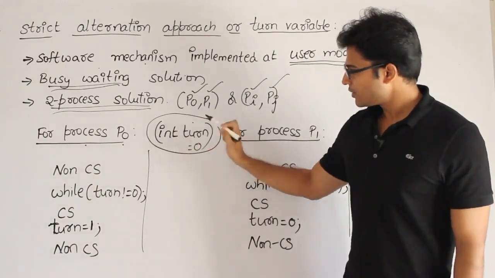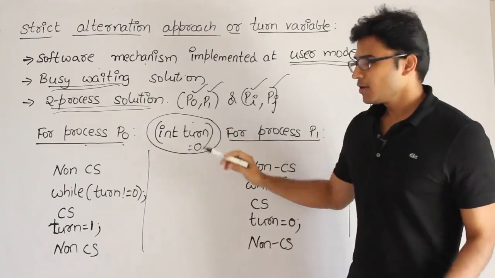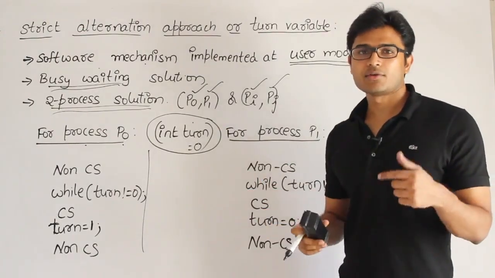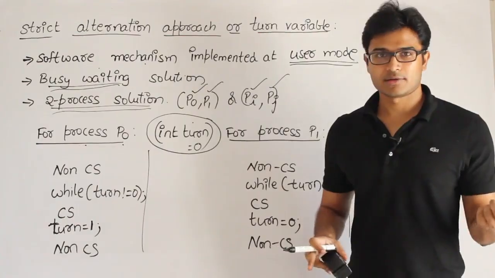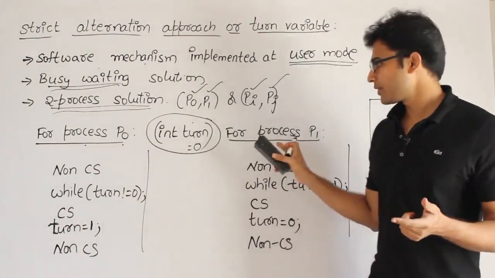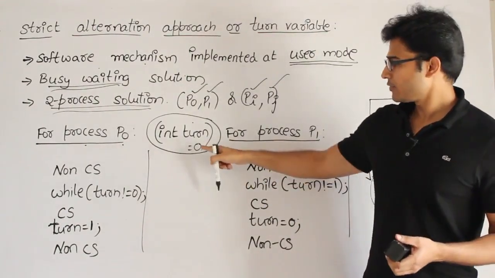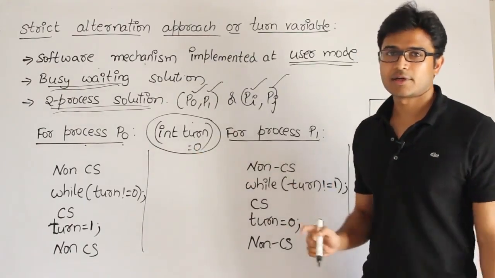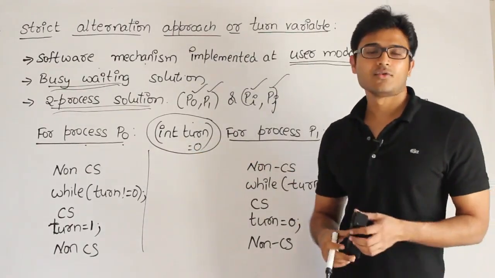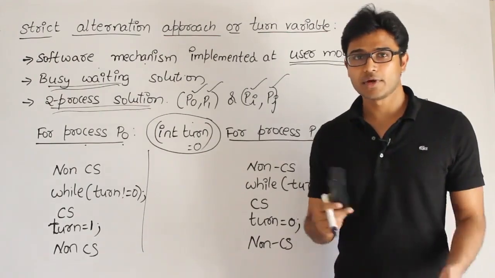What does this turn value say? It says whose turn it is to enter the critical section. If turn value equal to 0, then P0 can enter. If turn value equal to 1, then P1 can enter. Or if turn value equal to i, Pi can enter. If turn value equal to j, Pj can enter, right? So this turn will define who can enter the critical section and who has to wait.